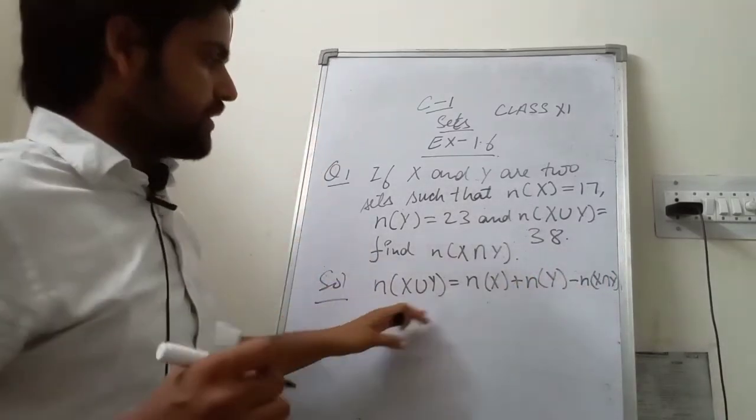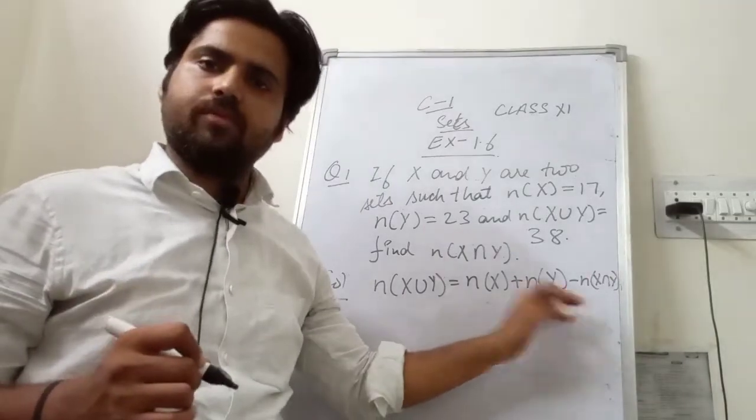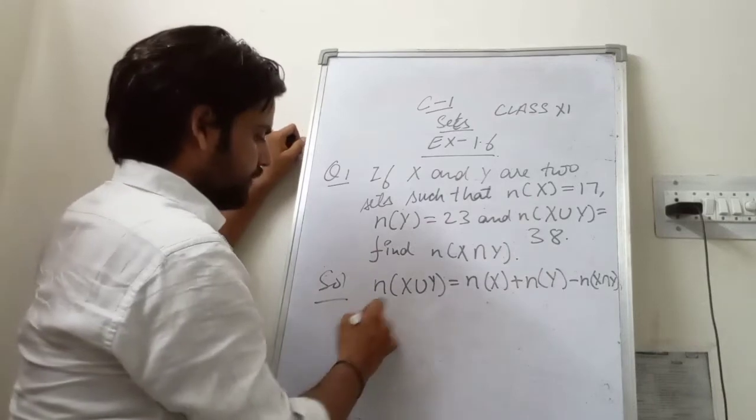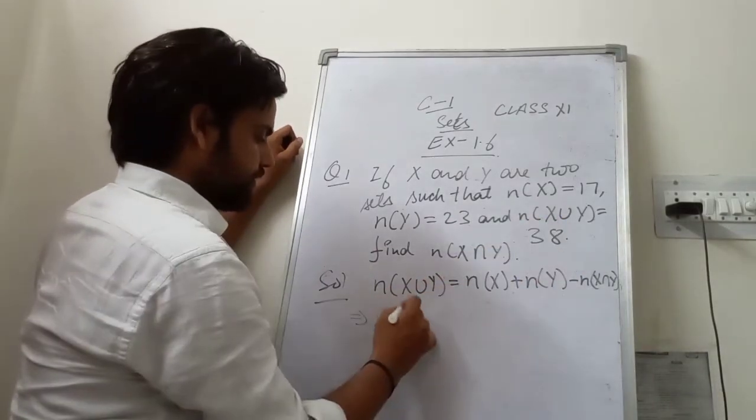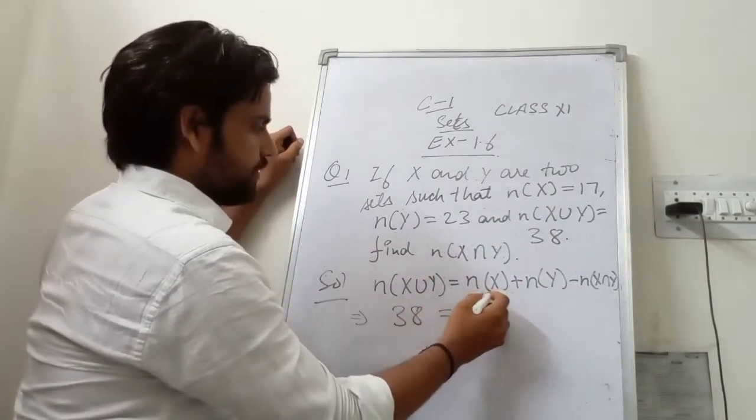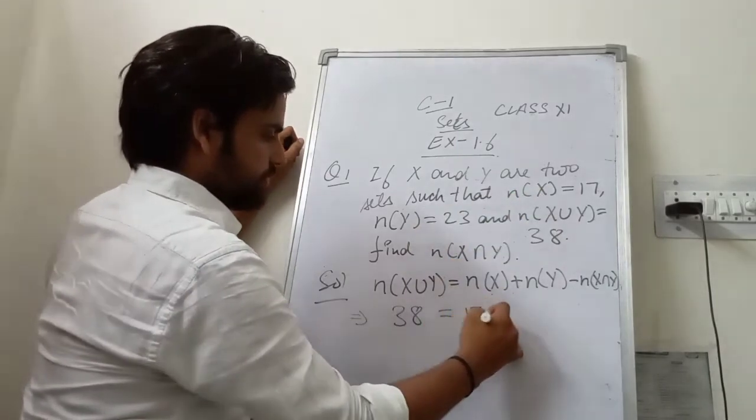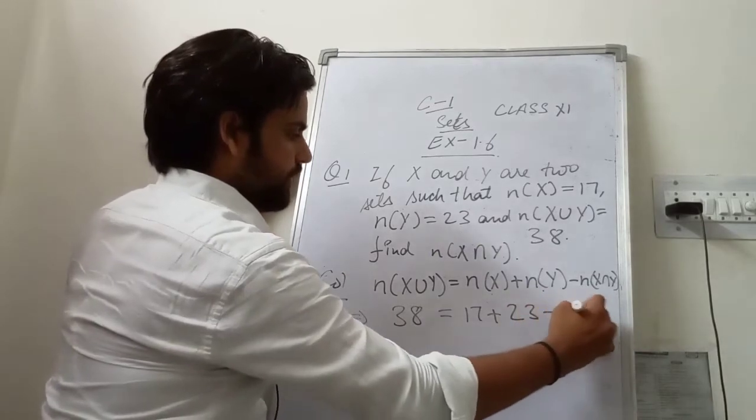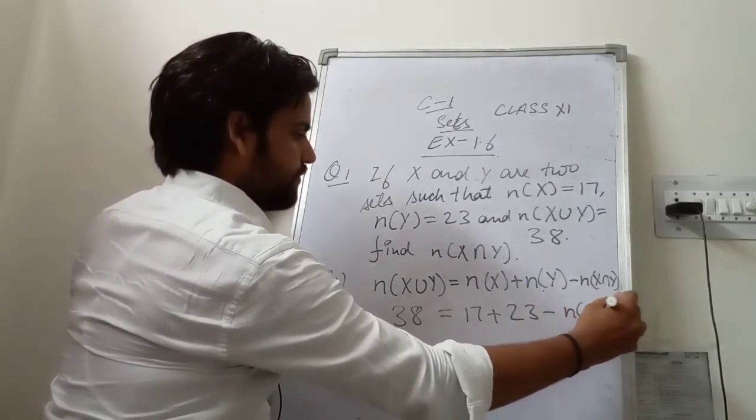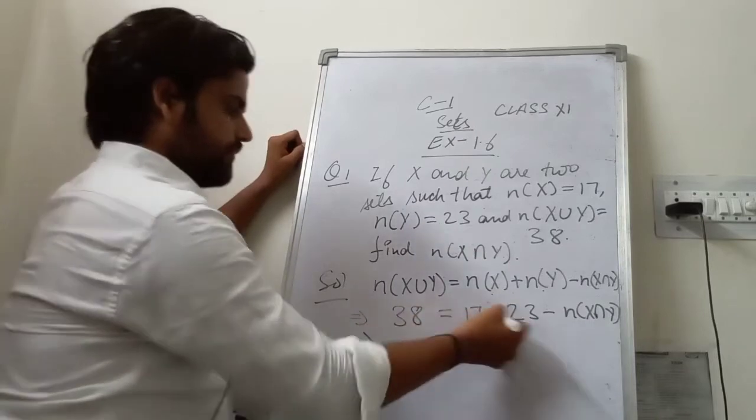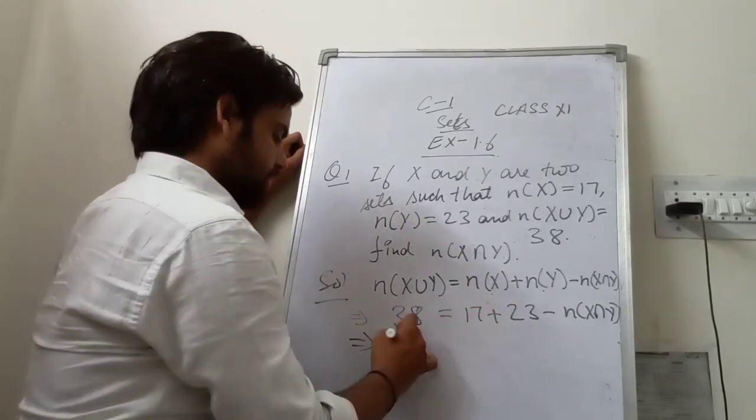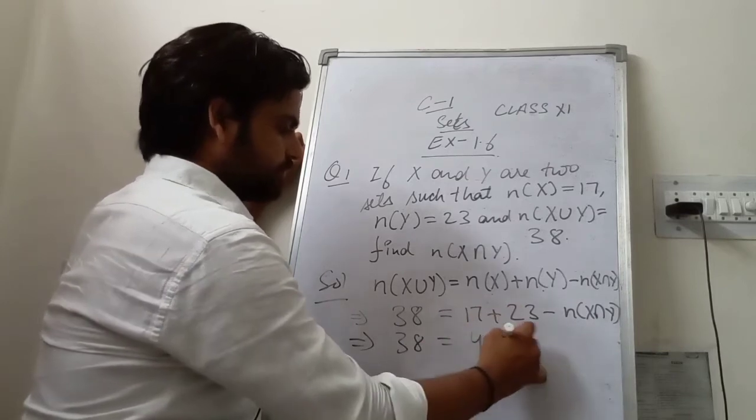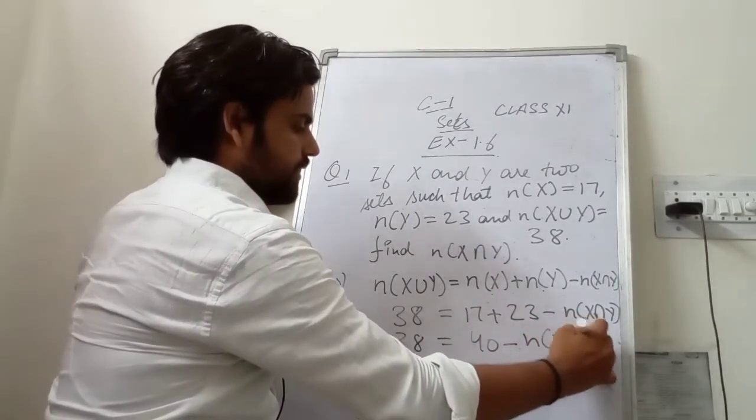Now we will place the values which are given here and find out the unknown value. I know the cardinal number of X union Y is given as 38, so I'll put it as it is. Cardinal number of X is how much? 17, so I'll put 17. Cardinal number of Y is 23, minus the cardinal number of X intersection Y, which we have to find out. So I'll shift it: this 17 plus 23 will become 40, minus the cardinal number of X intersection Y.